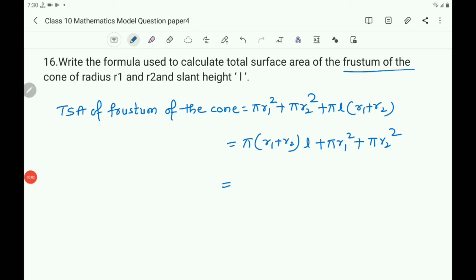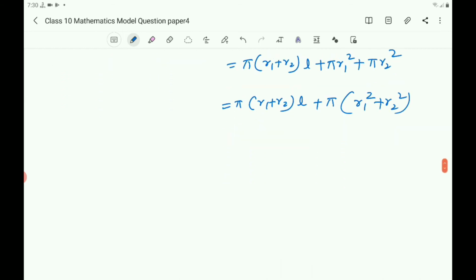And also you can write pi into r1 plus r2 into L plus, you can take pi outside as common, r1 square plus r2 square. You can write this or this, any one. All are the formulas for the TSA of the frustum of the cone.